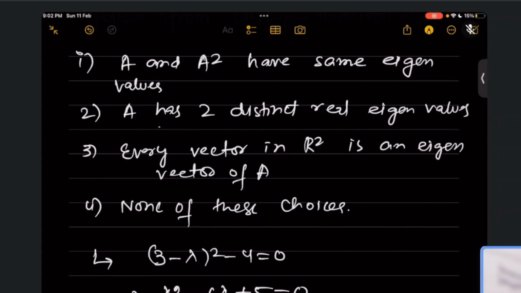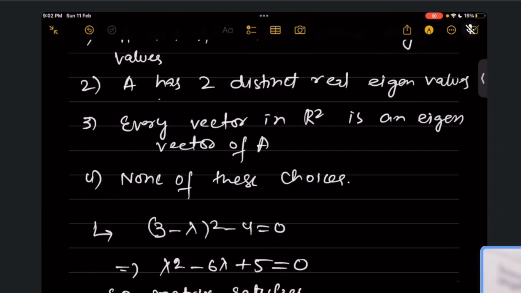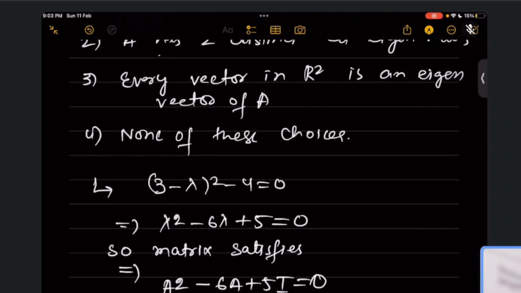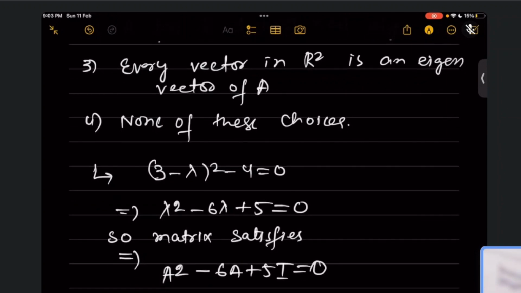No. We don't infer that from this theorem. So this statement is not correct in context of the question. Otherwise, it is correct. Now, every vector in R square is an eigenvector of A.